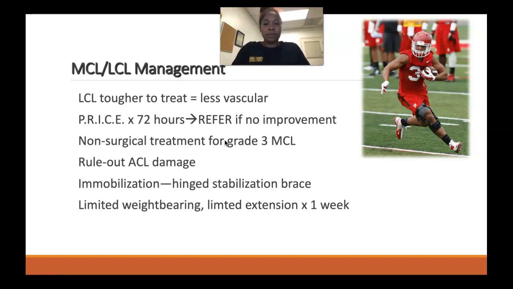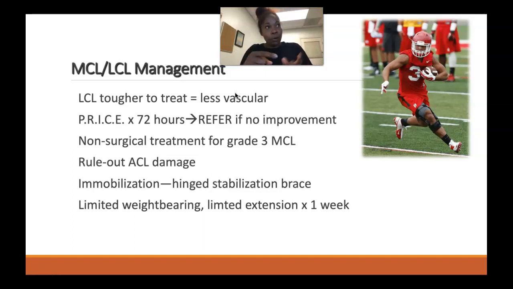And the reason for that is because of what it says on the slide. They're less vascular, which means because it's not getting as much blood flow, right? Then it takes a lot longer to heal itself, sometimes requiring surgical intervention. It really just depends. Whereas the MCL, on the other hand, attaches to that medial meniscus.